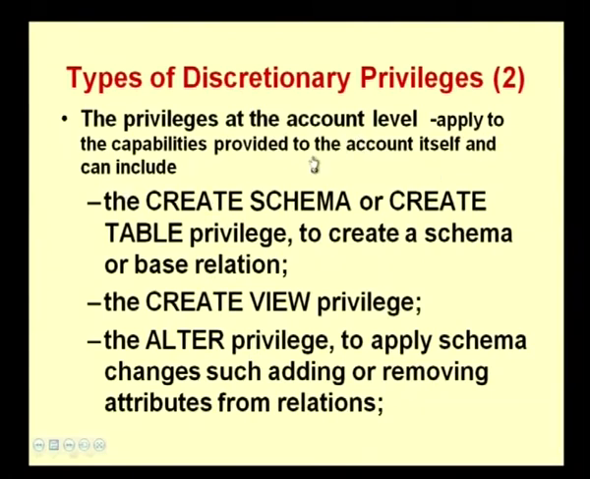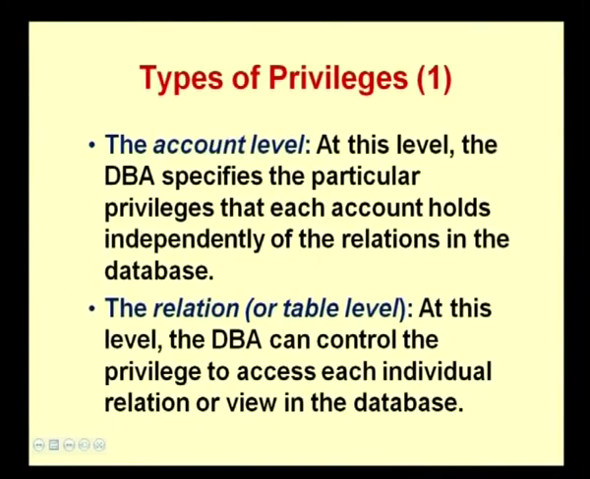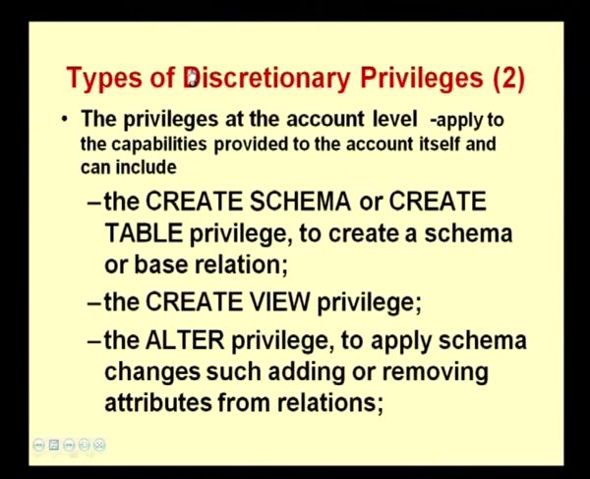Now, the privileges at the account level, applied to the capabilities provided to the account itself, can include the create schema or create table privilege, to create a schema or base relation. Create view, that privilege is allowed. Alter privilege, to apply schema changes such as adding or removing attributes. So, look at this, the complete design access is given to this account at the account level. We saw the account level security before. So, you can create a new table, you can create a new view, or you can alter the table by adding or deleting certain attributes.